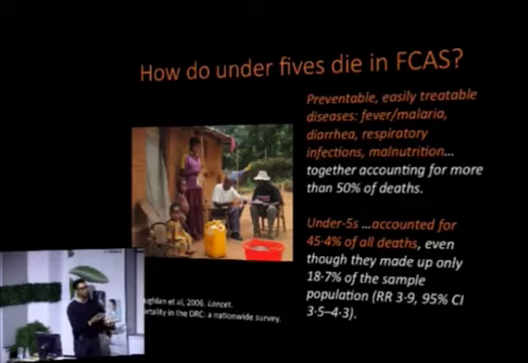And what they found here, which you can read, is that it's the easily treatable diseases, which mirror the chart I just showed you, like fever and malaria, diarrhea, acute respiratory infections, and malnutrition, which underlie most of the deaths, more than 50% of the deaths, and that under 5 children accounted for 45% of the deaths, even though they make up a much smaller percentage of the sample. And that gives you the relative risk of dying being under 5 versus 5 and over. So these are very similar patterns that you see in these states.